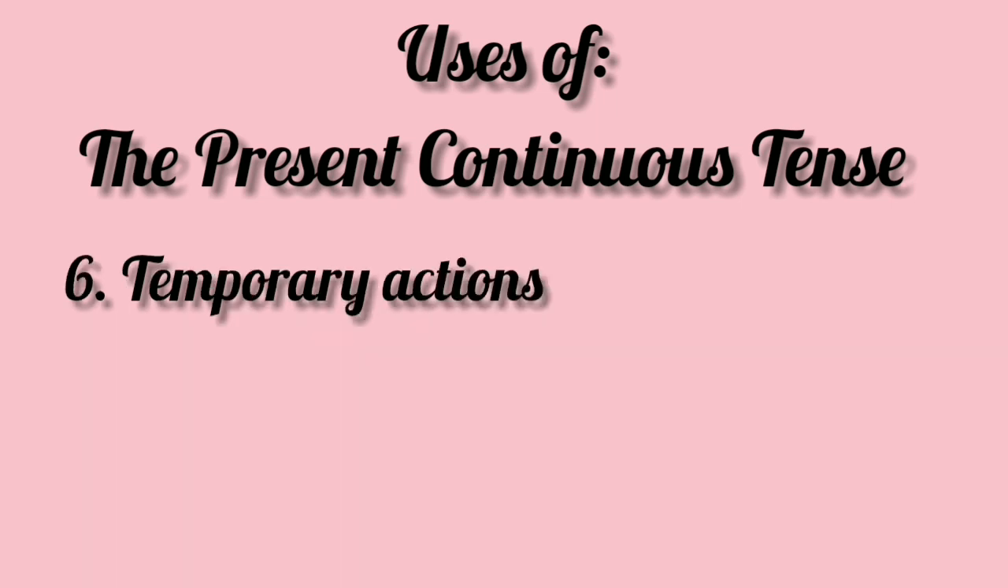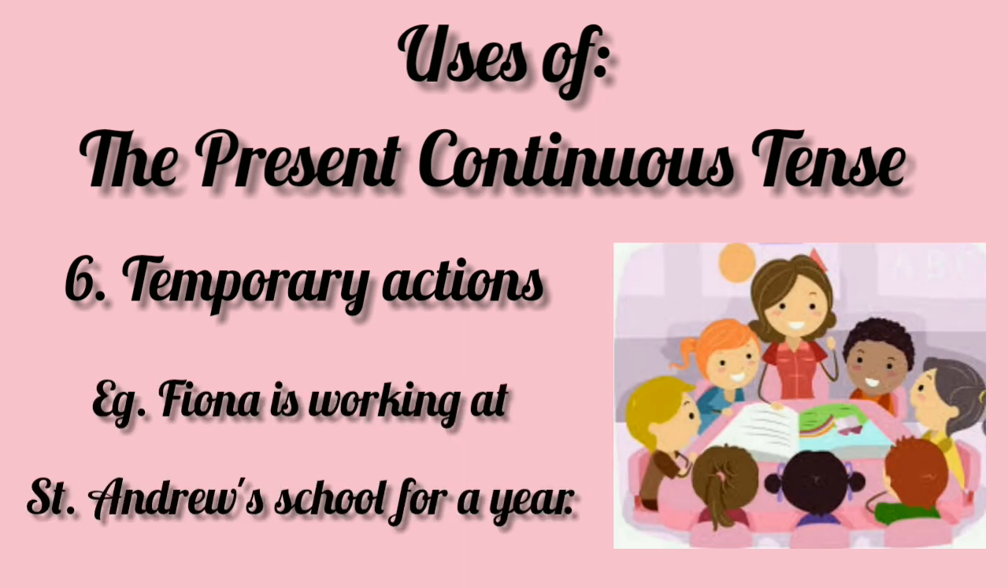Next use is temporary actions, actions which will not last for a very long period of time. For example, Fiona is working at St. Andrew's School for a year. The time period is only for a year, and that is why we have used present continuous tense.